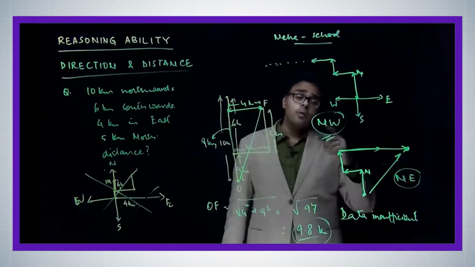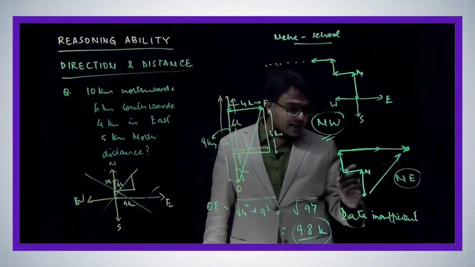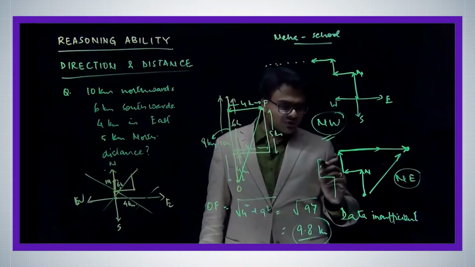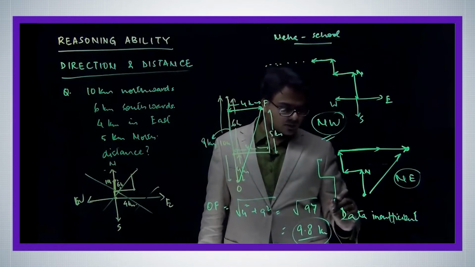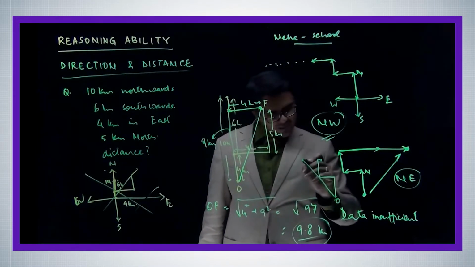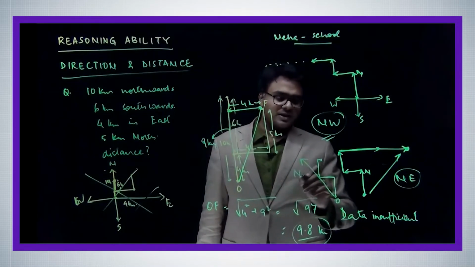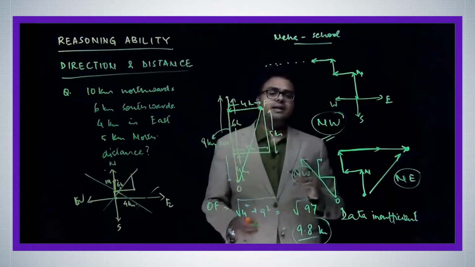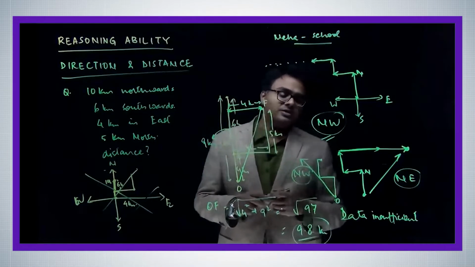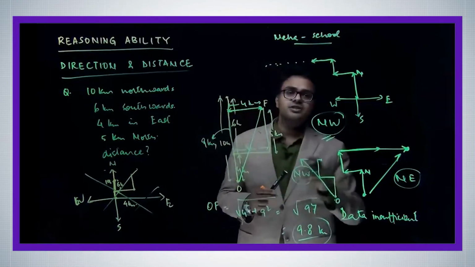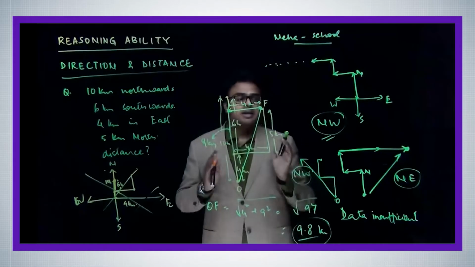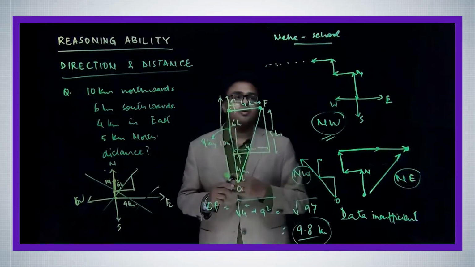But it is also a possibility that after taking this turn, let me draw it again, that after taking this turn, Neha's school was right here. This was the original point. So in that case, Neha's school's direction will be like this, which is a northwestern direction. So in this case, I will need another data point, that is where exactly, at how much distance the school is located from the last turn. So in this case, the data will be insufficient. So we have to be cautious about these questions.